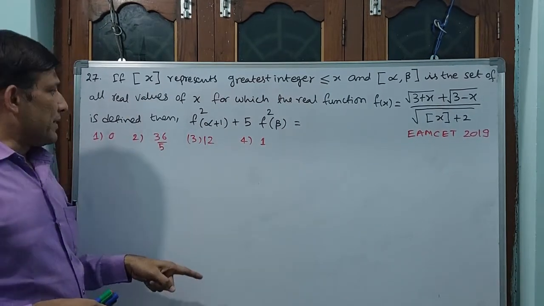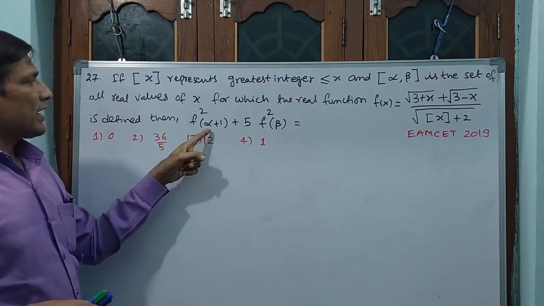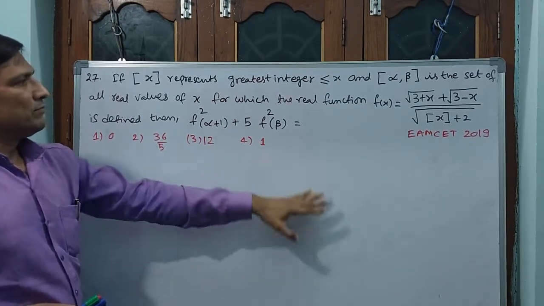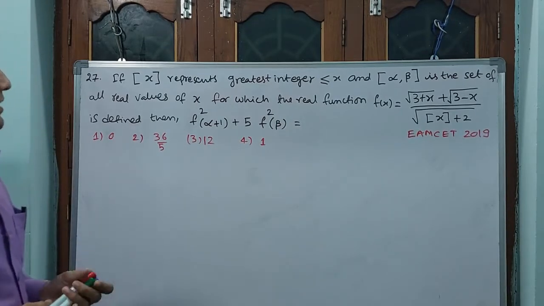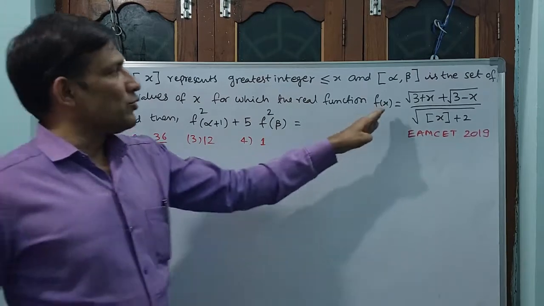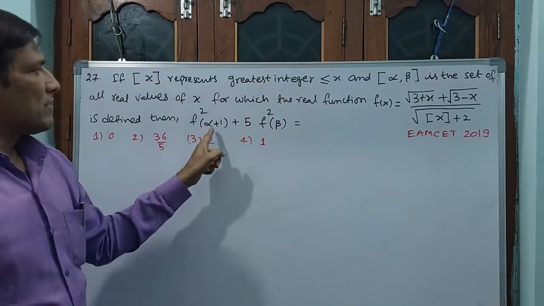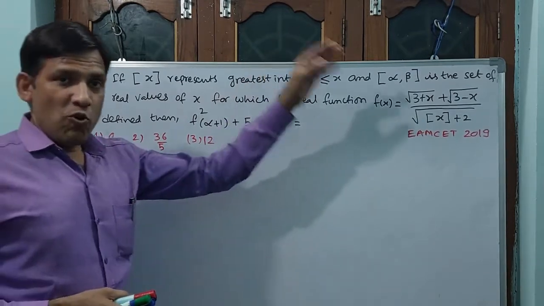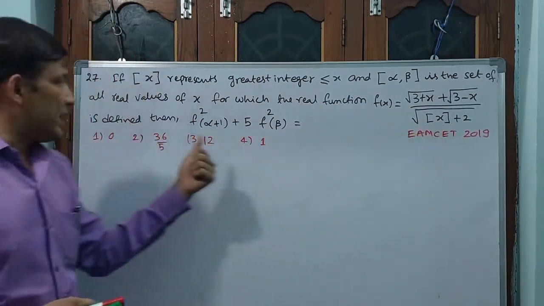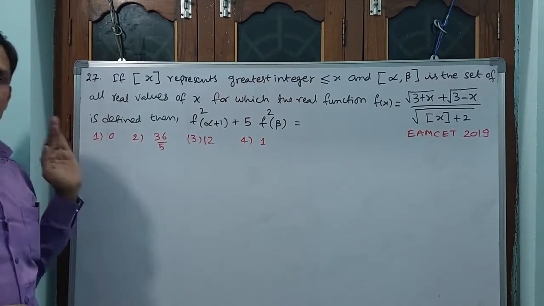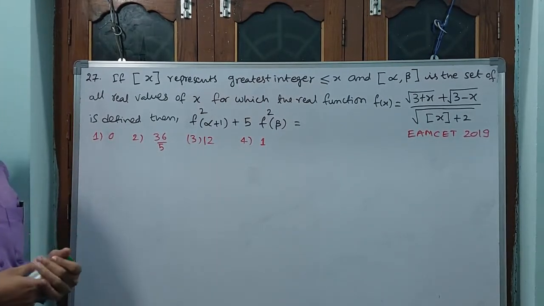Those alpha and beta you have to find. After finding alpha and beta, you have to substitute again in this function. Then what is the value of this? This you have to find. If you want to find f of alpha plus 1, you should know f of x, and in place of x you have to substitute alpha plus 1. That means this is a domain question, a range question, and an additional question. This question gives good knowledge for you. Observe carefully how I am doing.